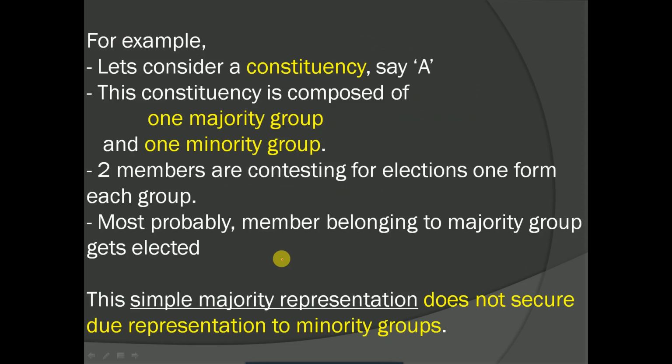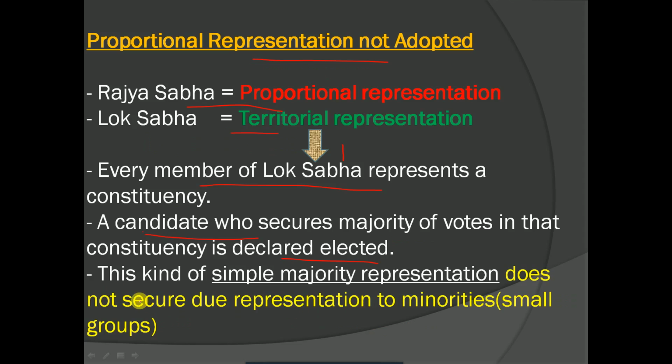Let us consider an example. Let's consider a constituency, say A. This constituency is composed of two groups. One is the majority group and the other is the minority group. So here two members are contesting for elections, one from each group. Most probably the member belonging to the majority group gets elected. This is simple majority representation. This kind of simple majority representation does not secure due representation to minorities, that is small groups. This is a major defect in territorial representation.